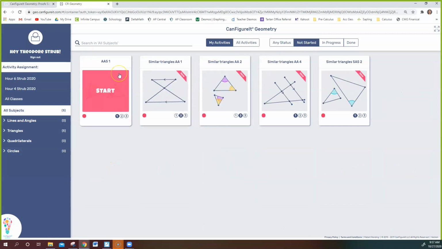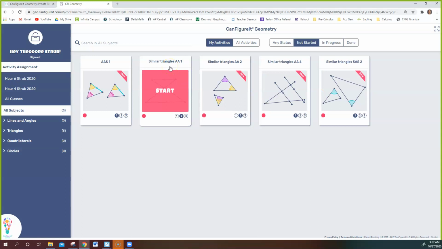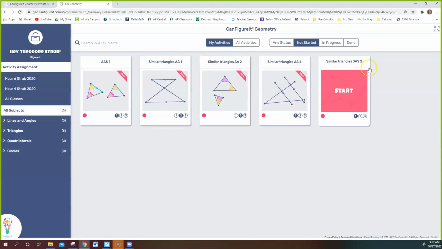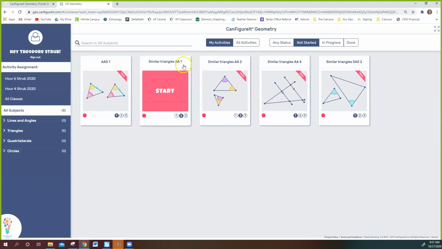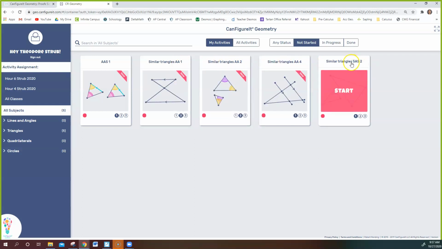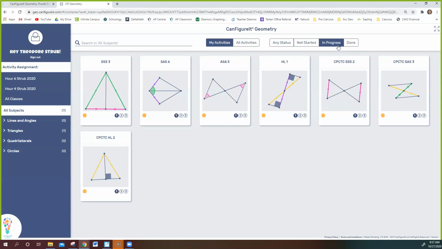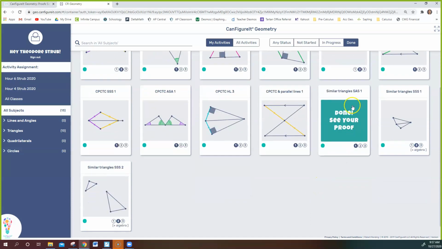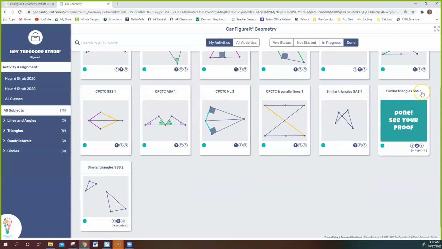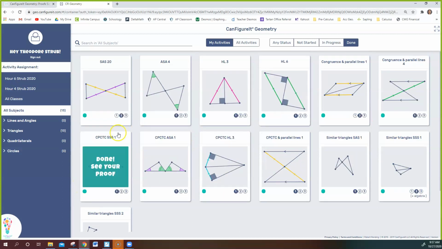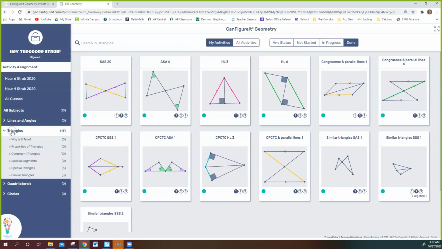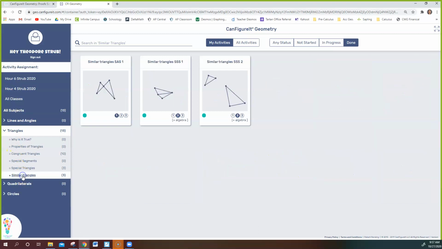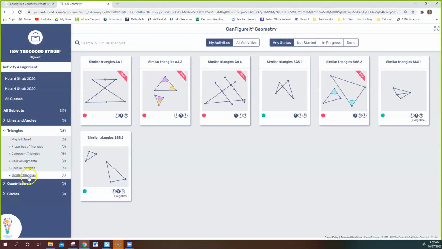I already did some, so if you did everything already, you should have, I think it was 7 similarity triangles. Now we're going to look at how to do similarity using angle-angle, side-angle-side. You can see some of mine are done. I already did the side-angle-side 1, side-side-side 1, and side-side-side 2. So you have new ones that are similarity. Another way to view that is if you just click on triangles and similar triangles. Here we go. That's the best way to do it.